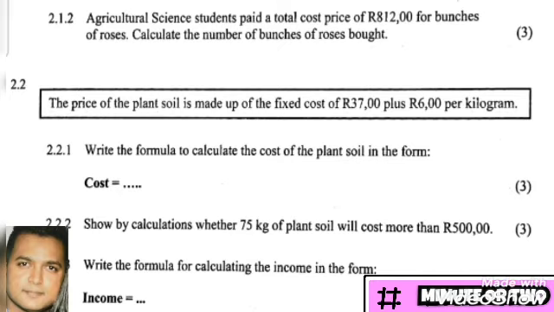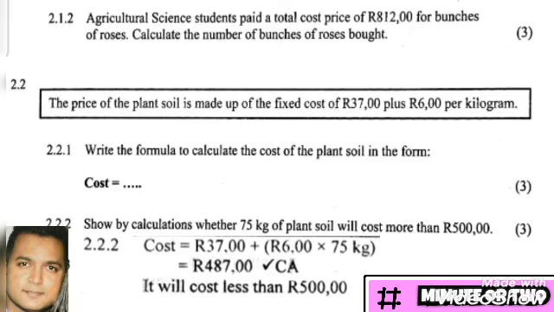2.2.2, show by calculations whether 75 kg of plant soil will cost more than 500 Rand. This becomes a follow-up question where you have to use the formula you've just created and you have to arrive at an answer to indicate whether it is more or less than 500 Rand. So let's use that formula. Remember, we said cost is equal to 37 Rand plus 6 Rand times the number of kilograms.